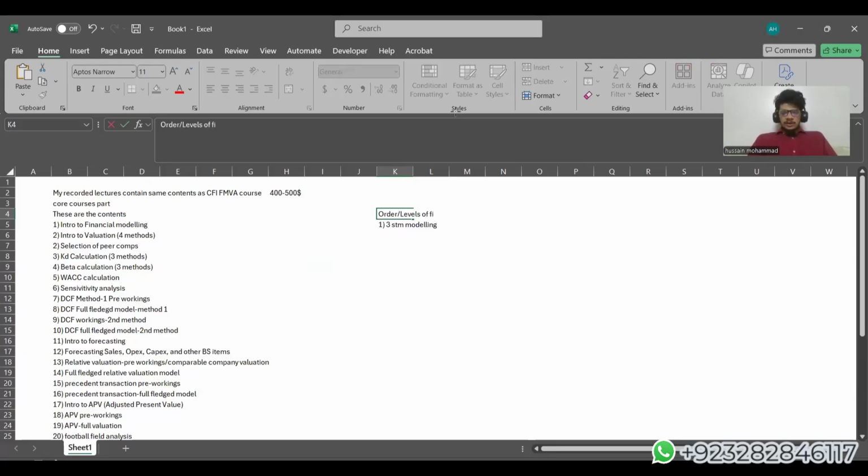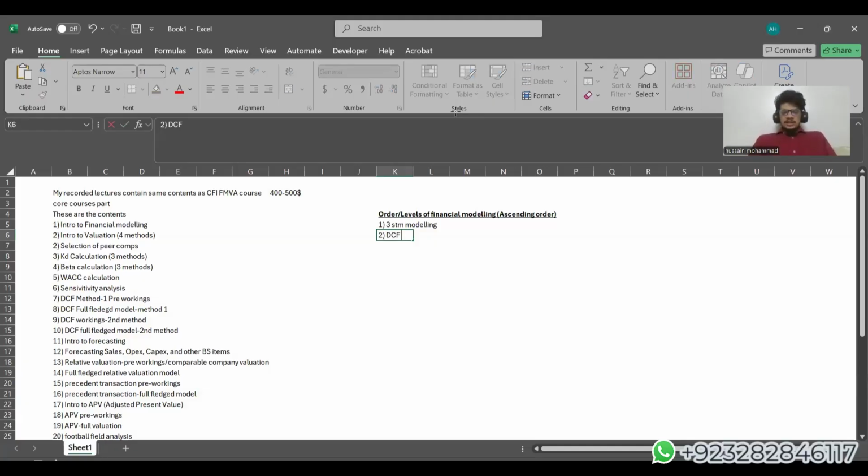Levels of financial modeling. At first, and this is in ascending order, so we are going from the lowest to highest. First is three-statement modeling. Although it is the simplest, there is not much strategy or thinking involved, and not any complex concept, but the workings are time consuming. It takes time to master your hands in Excel in three-statement.